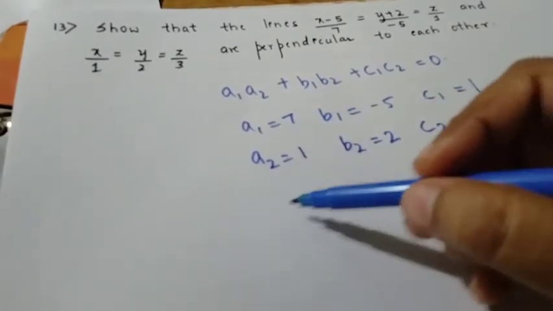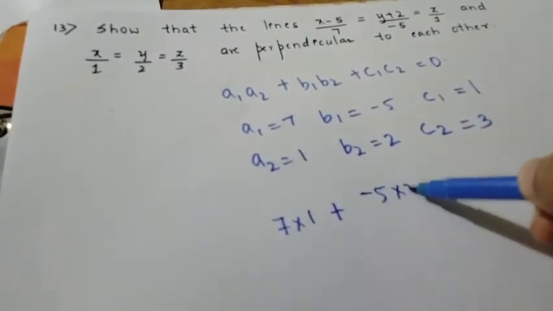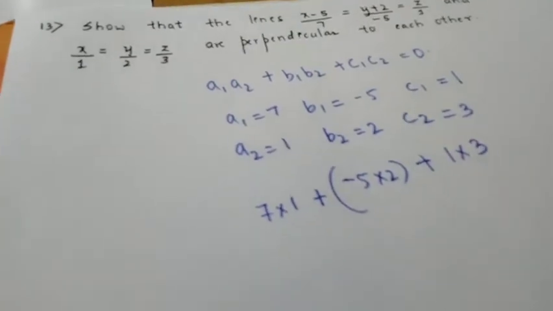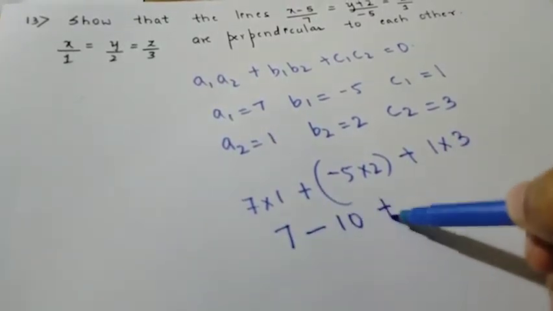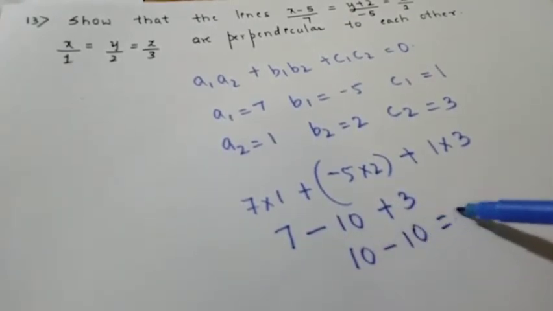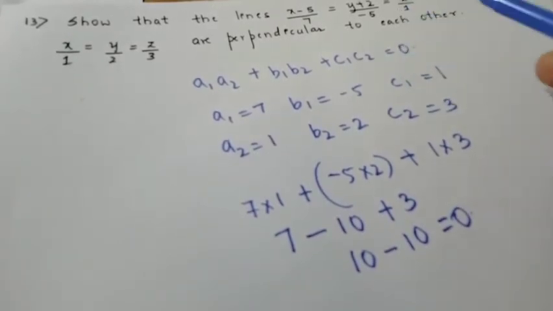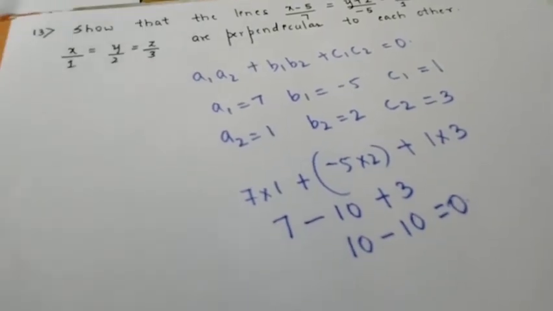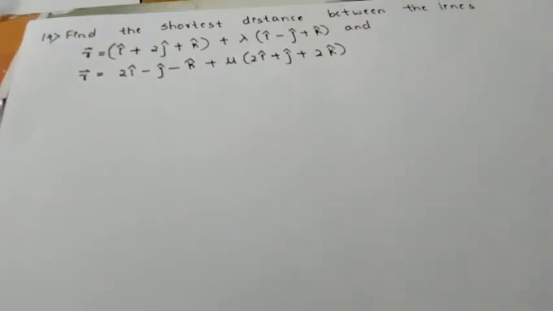So if I substitute, 7 into 1 plus minus 5 into 2 plus 1 into 3, this is equal to 7 minus 10 plus 3. 7 plus 3 is 10. 10 minus 10 is equal to 0. So you get the answer as 0. Therefore, the given two lines are perpendicular to each other. Very simple one. Next, two examples I'll take, both of finding the shortest distance.